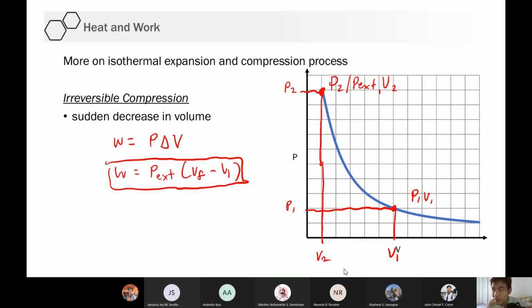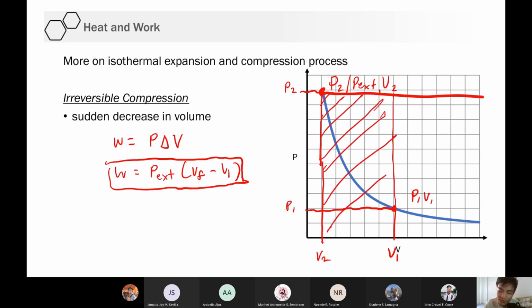Ang nangyayari dito is nagugulat na lang yung gas. Nandito siya nung una, nagulat siya, andun na siya agad, no? Sabi niya, andito ako. So, uy, andito na ako. Gulat siya, no? So, if you want to determine the area under the curve, ito yon. Itong lahat ng iyan. Okay? Ang daming sobra, no?